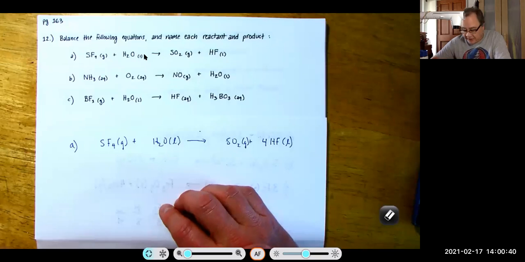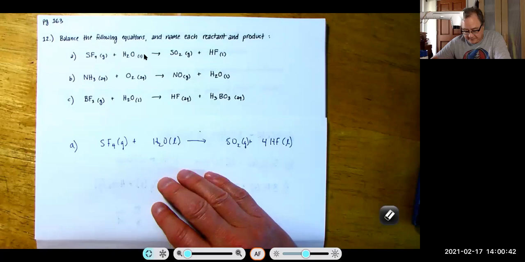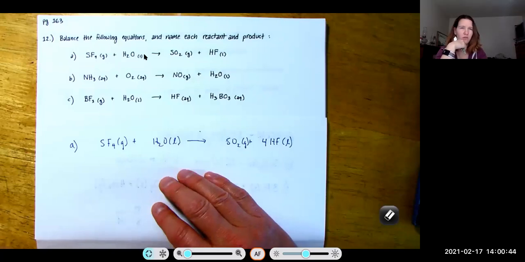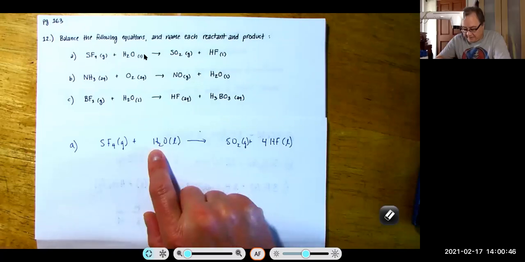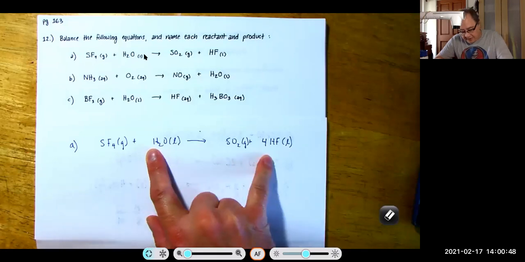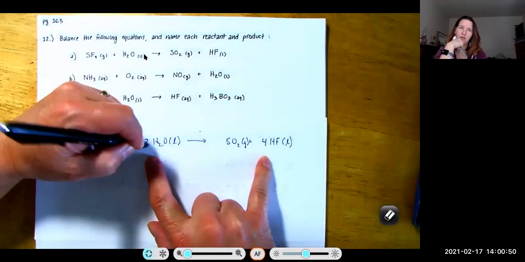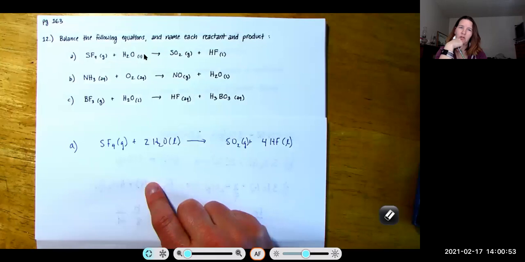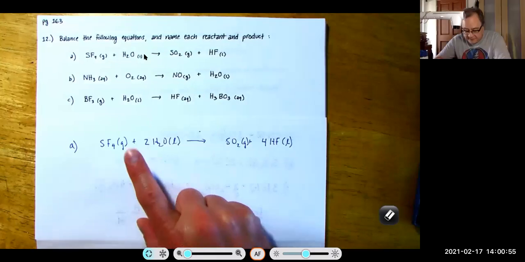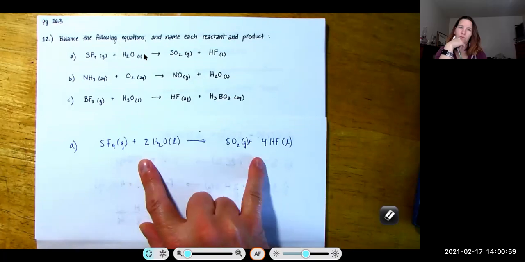How many hydrogens on the left? 4. Oh, wait. 2. How many on the right? 4. So how about a 2 here? Perfect. How many oxygens on the left? 2. How many on the right? 2. So it looks like we're done.